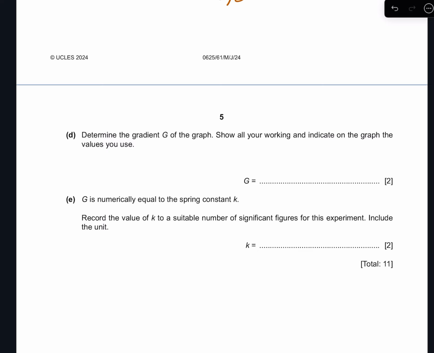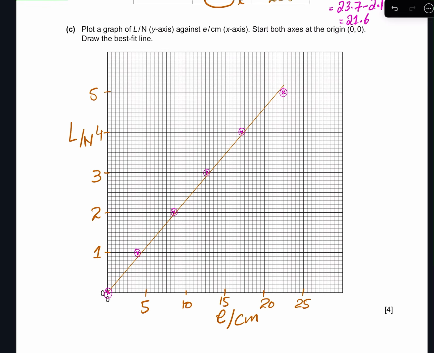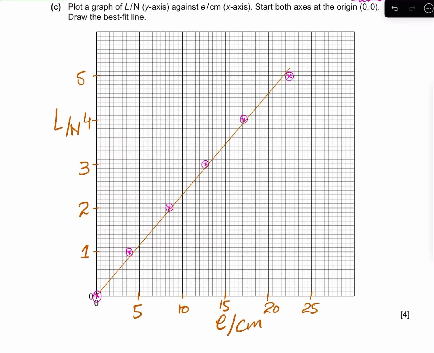Okay, so how can we take the gradient? For the gradient, the first thing is how we can find it. You choose any two points on the line and we apply rise over run, right? The points should be chosen in a way that they cover more than half of the line. Don't take a tiny triangle. It will be wrong. It should cover almost half of the line or more than half of the line. So you can choose any 2 points.